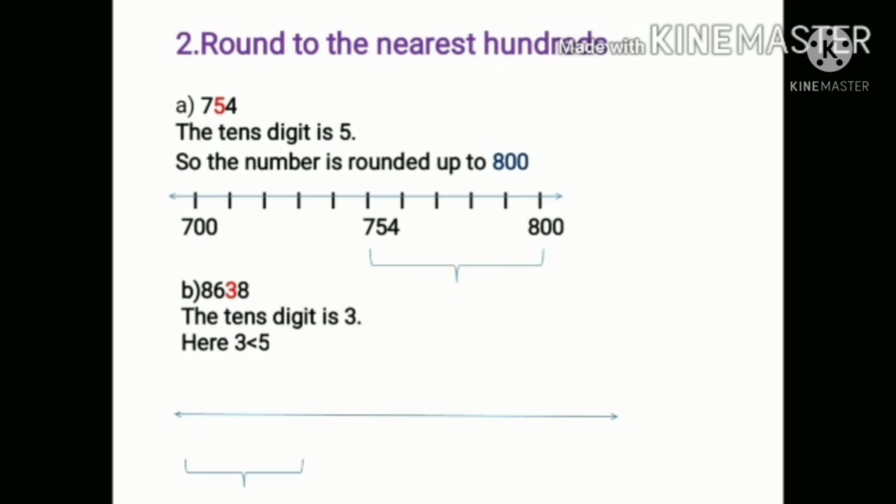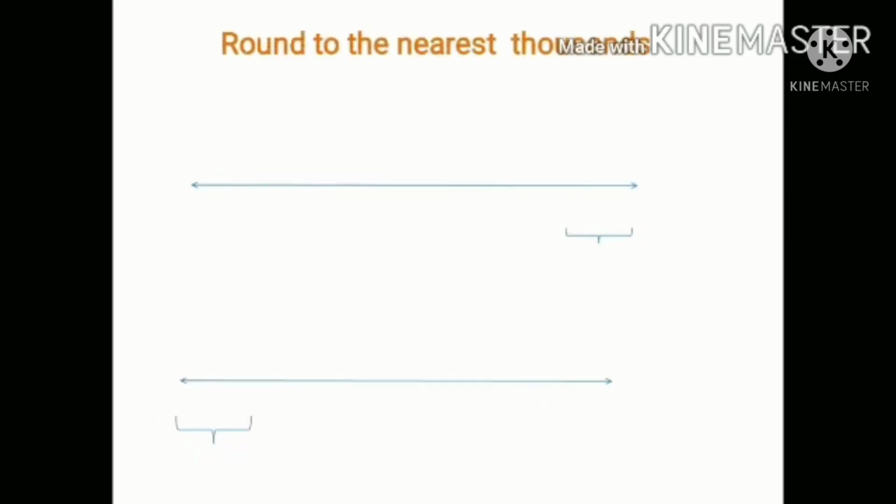Now let us see where the number lies. Now the number 8638 lies between 8600 and 8700. And 8638 is nearer to 8600. Now, the rounding of numbers to the nearest thousands.